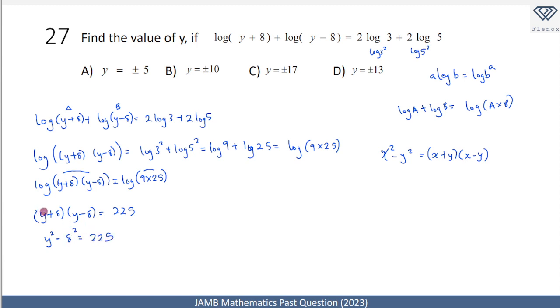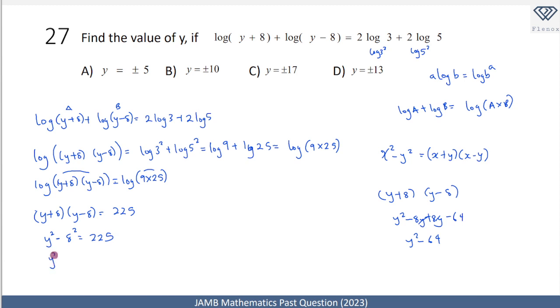But if this is not clear, you can also choose to expand normally, and just for completeness, let me do that over here and you see we arrive at the same answer. So y plus 8 and y minus 8. What is y times y? Y times y is y squared. Y times 8 is minus 8y, and 8 times y is plus 8y, and plus 8 times minus 8 is what? Minus 64. So this cancels out this, and I'm left with y squared minus 64, which is what we get here, which is y squared minus 8 squared.